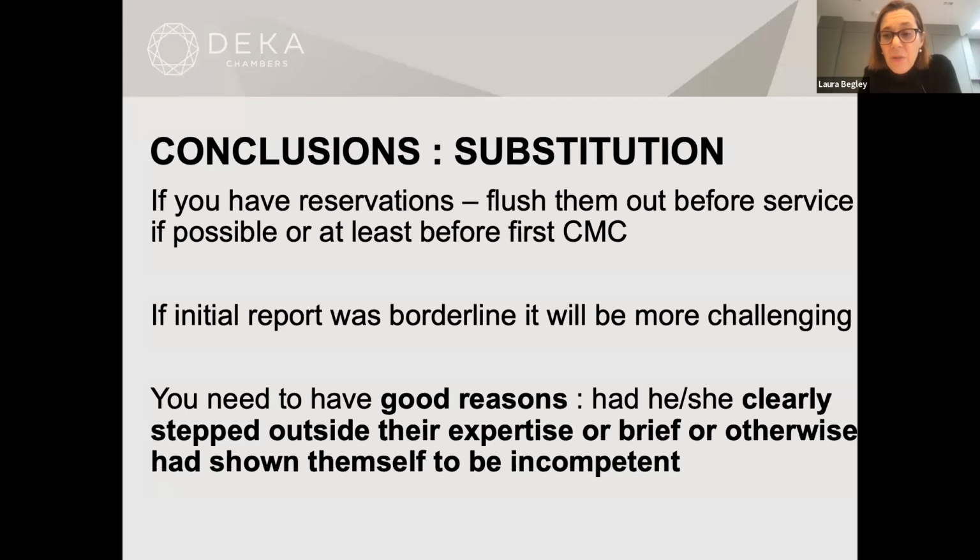So if the initial report was more borderline, then it would be more challenging. And you've got to have good reasons. Have they clearly stepped outside their expertise or brief, or otherwise shown themselves to be incompetent? Next slide.